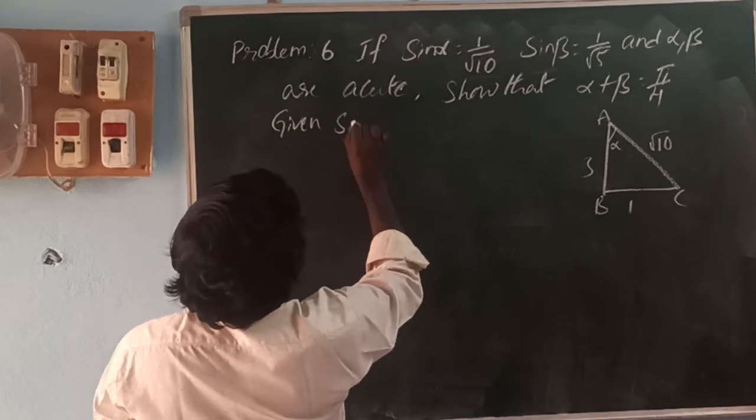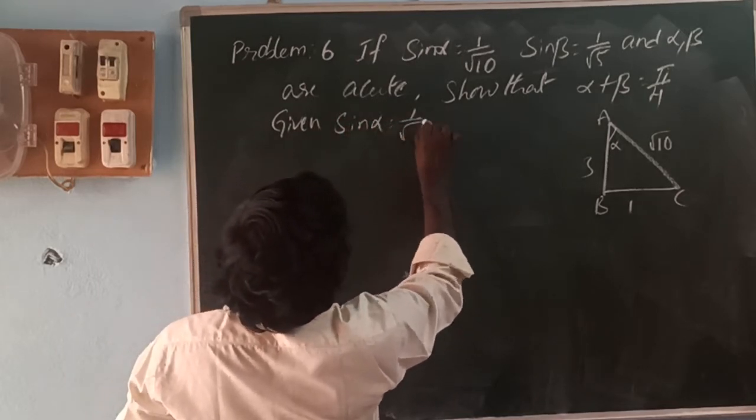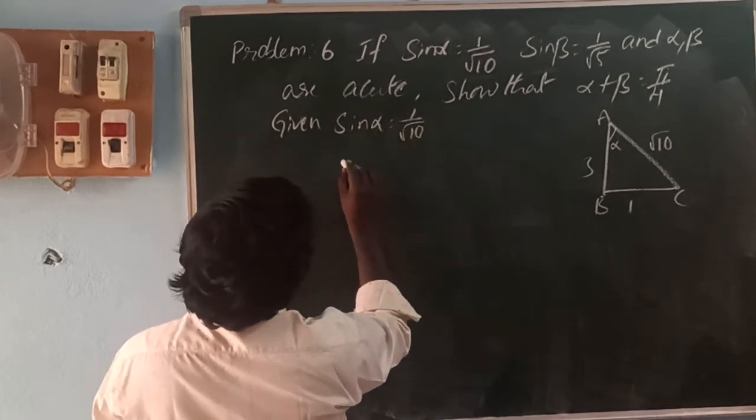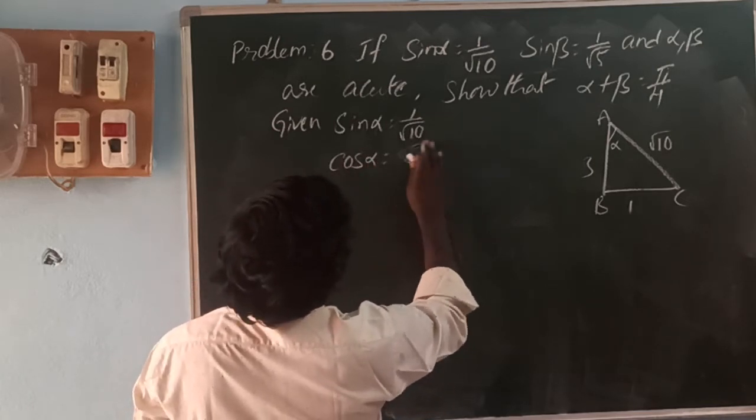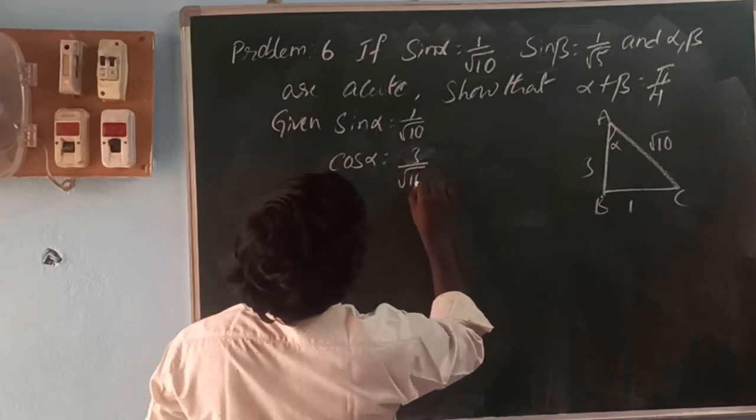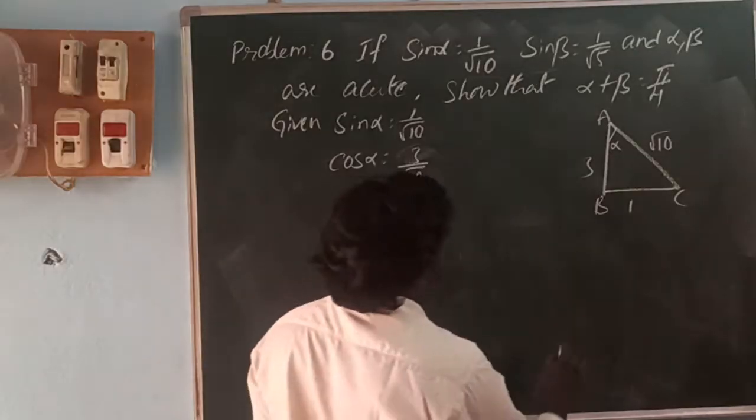Given sin alpha is equal to 1 by root 10. So from this diagram, cos alpha is equal to 3 by root 10.